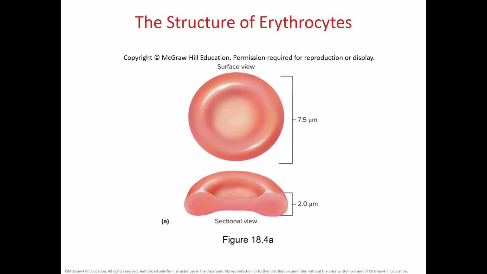This is figure 18.4 showing you the surface view of the erythrocytes. So you can see the diameter from edge to edge. So it will be 7.5 micrometers, and the thickness on the rim or the edge is 2 micrometers in thickness.